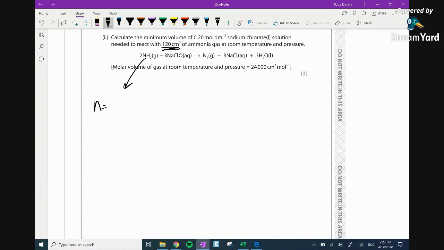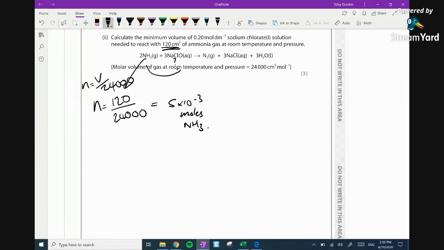So I've been given 120 centimeters cubed. Number of moles is V over 24, so that's going to be over 24,000 because I'm in centimeters cubed. That's going to give me moles of ammonia. 120 divided by 24,000 gives me 5 times 10 to the -3 moles of ammonia. Next, it says calculate the minimum volume of sodium chlorate. It's asking for some of this. So the ratio between these two is a 3:2 when we're moving in that direction.